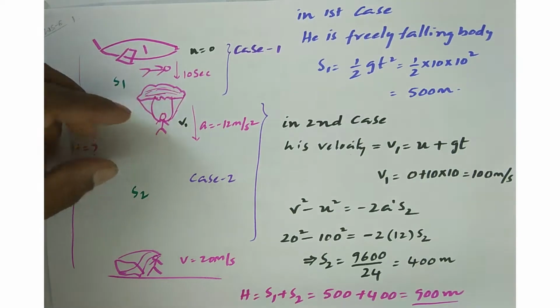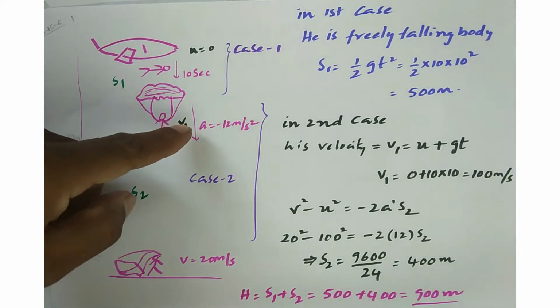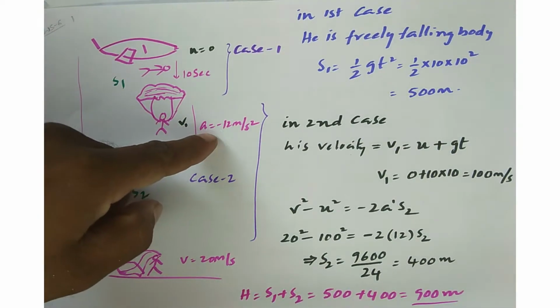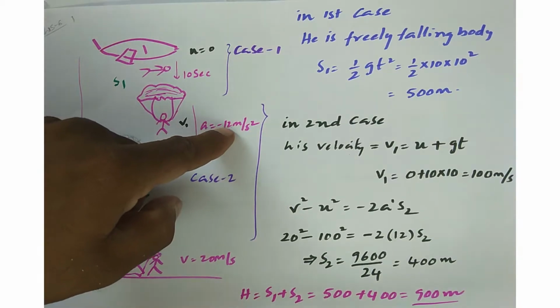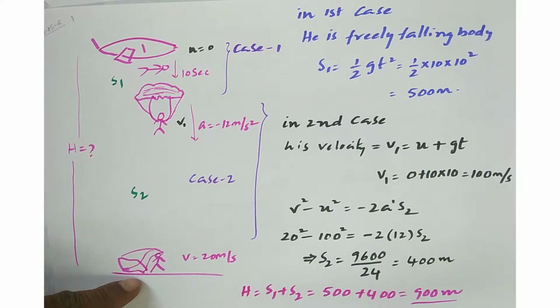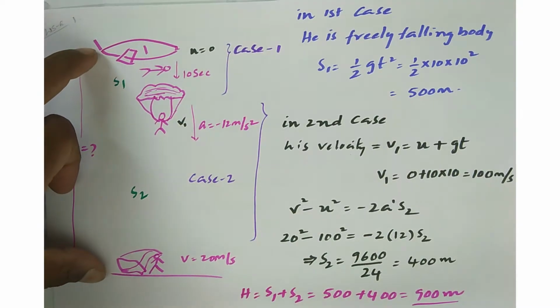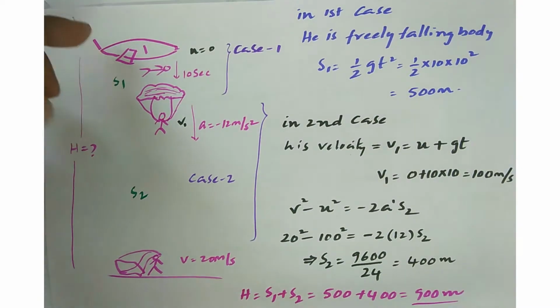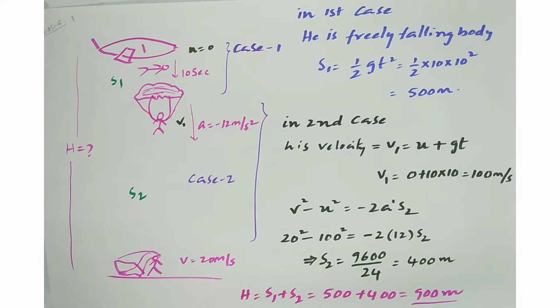As the parachute opened, his velocity decreases, and now he descends with an acceleration of minus 12 meter per second square. And he strikes the ground with a velocity of 20 meter per second. Means he reaches the ground with a speed of 20 meter per second. Now the question is, the height at which he gets out of the plane. Means he is asking us to find this height at which he came out of the airplane.